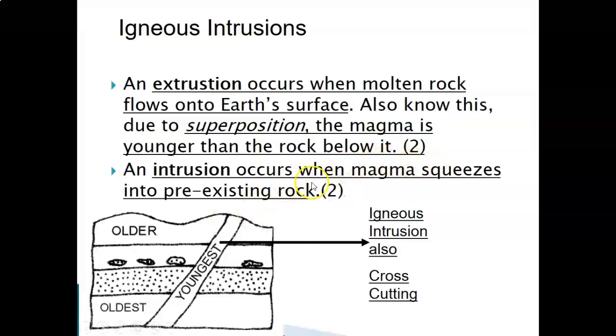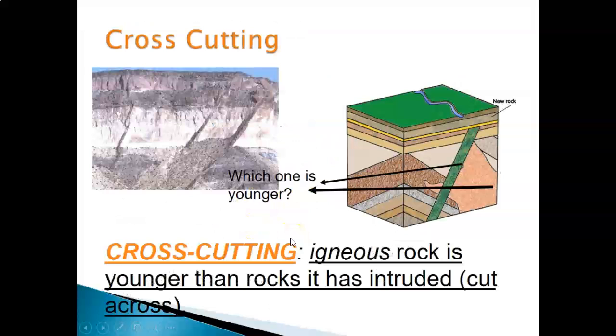and that's when the magma squeezes into this pre-existing rock. And so we call that the law of cross-cutting, which means that this igneous intrusion will cut across. So we've seen a couple of pictures here. There again is our intrusion. This is what it actually looks like in real life. So flat sedimentary, flat sedimentary, flat sedimentary, flat sedimentary, bam, we've got our intrusion. Bam, our intrusion. So this is what we call the law of cross-cutting, where igneous rocks cut across older rocks. So igneous rock is younger than the rock that it has intruded.